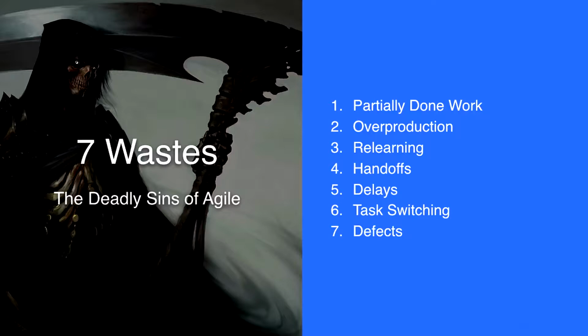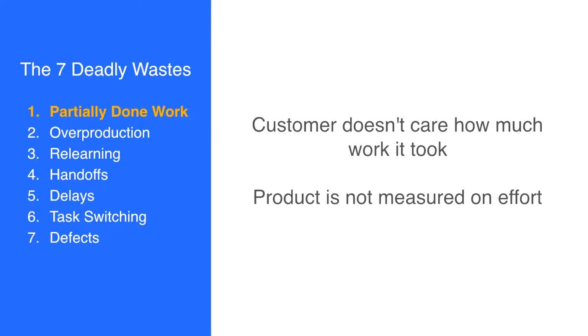So like the 7 deadly sins, there are 7 deadly wastes in Agile or in Lean. And I'll talk through each of these, and hopefully we can come up with some frameworks for how we can help our teams reduce their waste. Okay, so the first type of waste that we're going to chat about is partially done work.